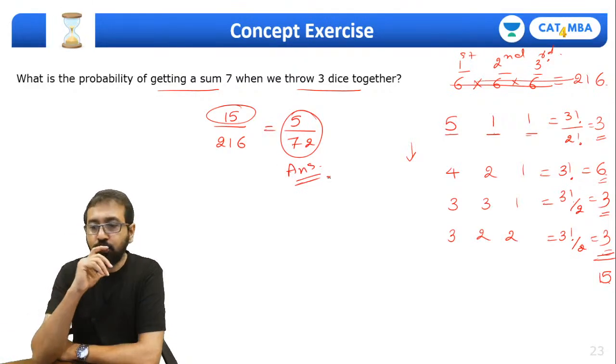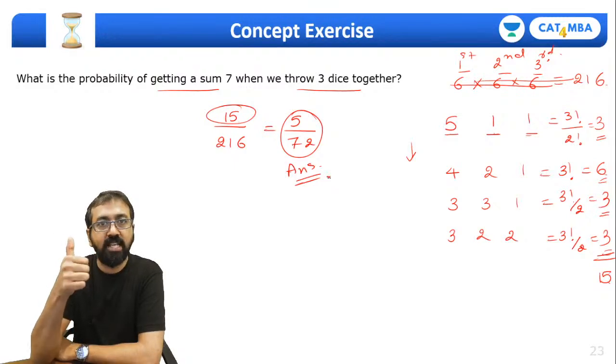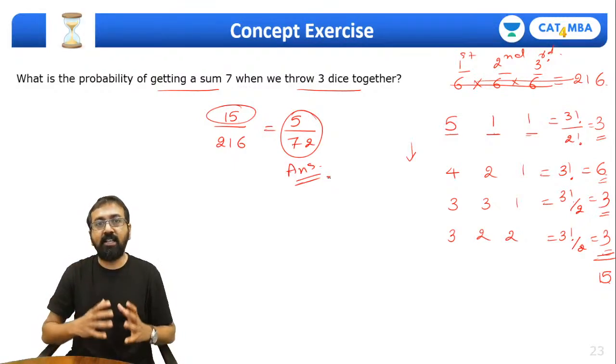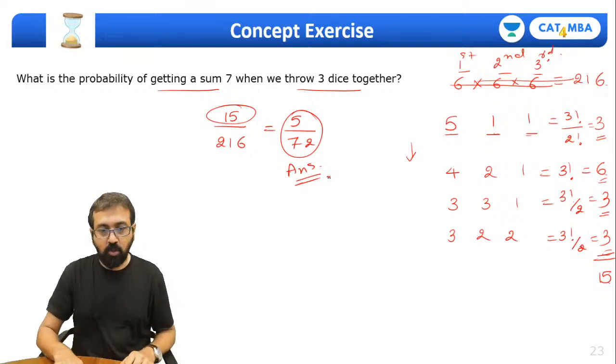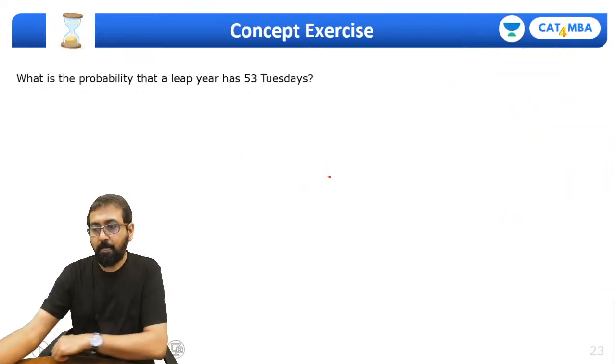Have you all understood this part? Show me a thumbs up once again if you think probability is doable. We can understand, we can do it, right? Great. Okay, so let's look at one more question.